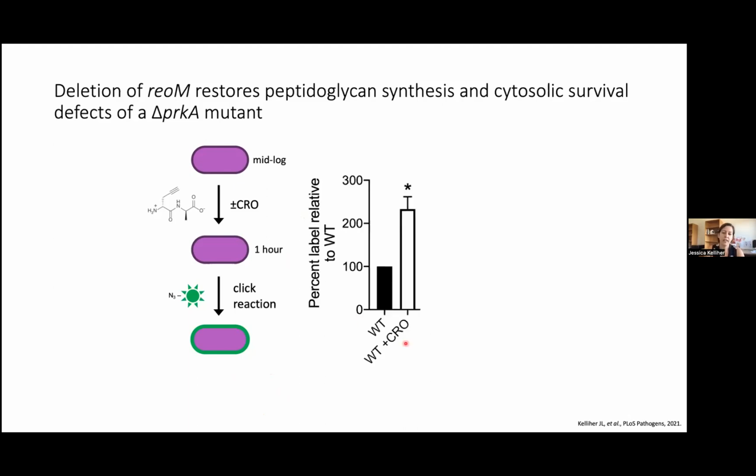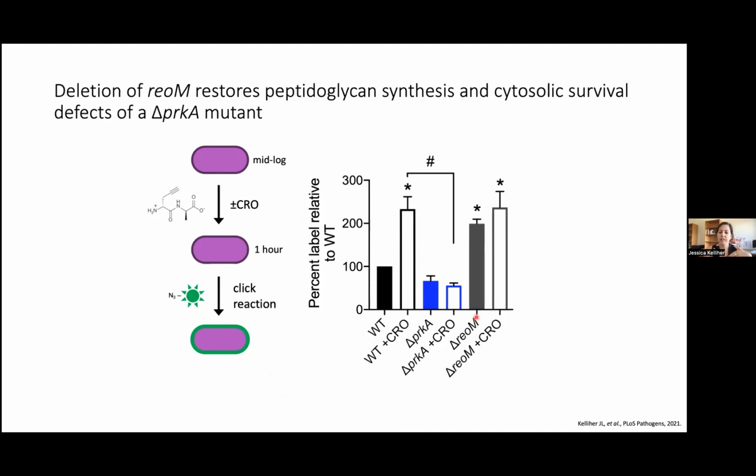So using this technique, I found that when I induce cell wall stress, wild type increases peptidoglycan synthesis about twofold. In contrast, a PERK-A mutant, which has similar basal levels of PG synthesis, is unable to increase PG synthesis during stress, suggesting that PERK-A is important for that boost in PG synthesis we see in wild type.